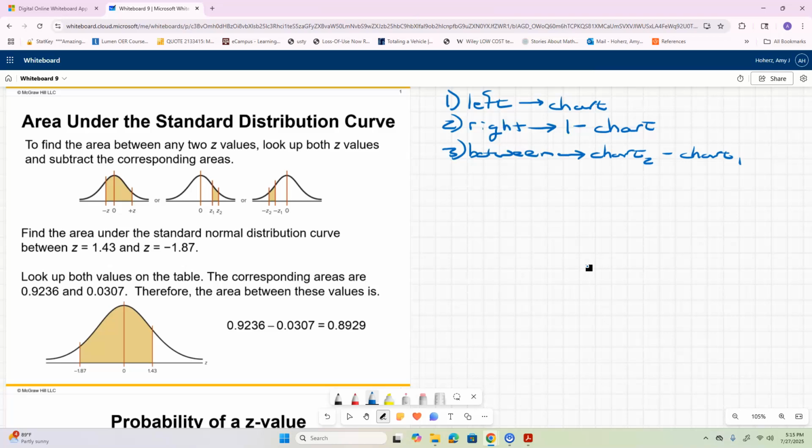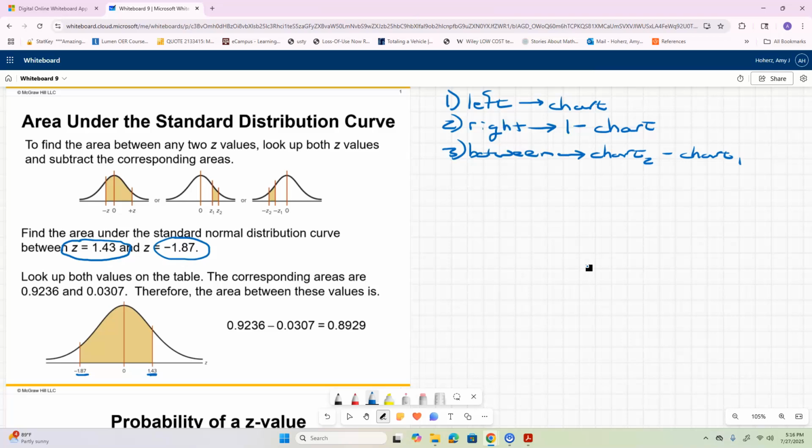You can't subtract them before you go to the chart. You have to go to the chart, get the two different values, and then subtract them. It will not get you the same answer at all if you try to subtract them first. So let's look at a particular example. This one, they did give us a picture. It says we're between 1.43 and negative 1.87. So again, the z-values were calculated: a z-value of 1.43 and a z-value of negative 1.87. And we want to know the area between those.